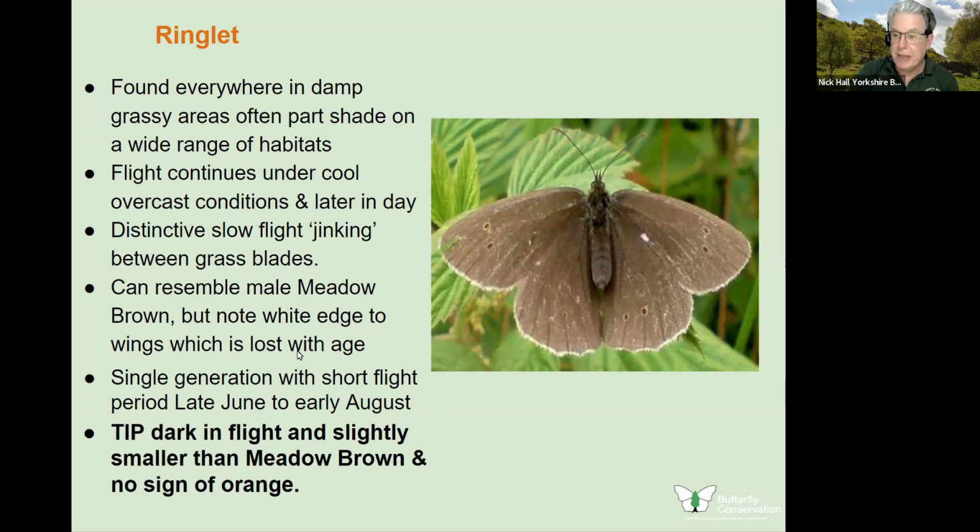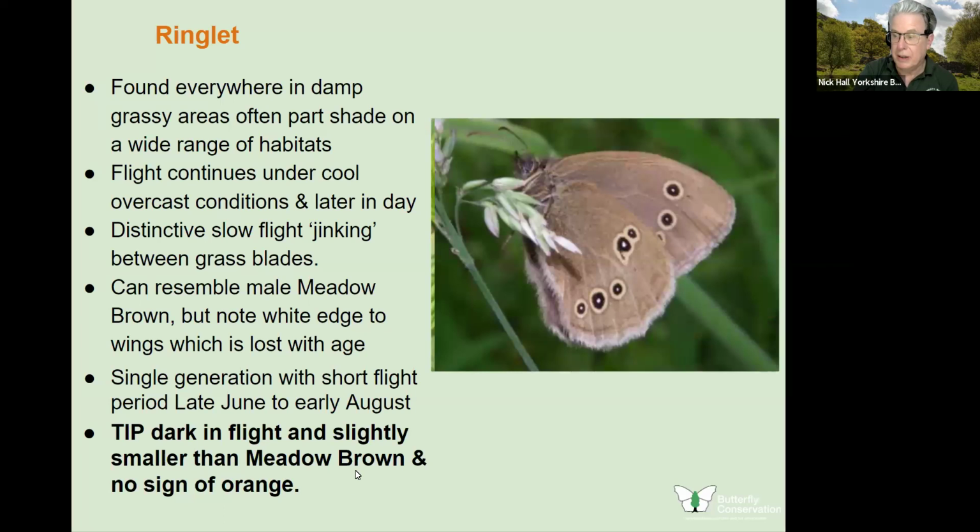So the tip is, if it's dark in flight, slightly smaller than the meadow brown, with no sign of orange in flight, it's a ringlet. Of course, the big characteristic, if you're not quite sure, is to wait for it to land, have a look at the underside, and you've got the characteristic rings of the ringlet.